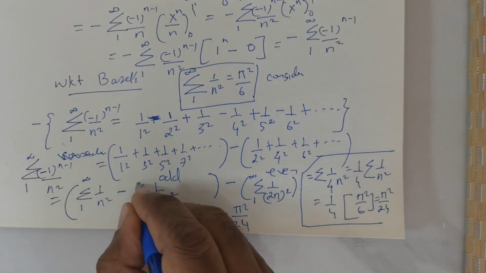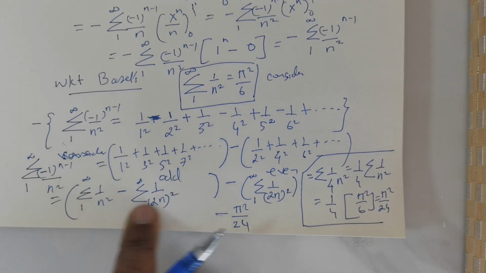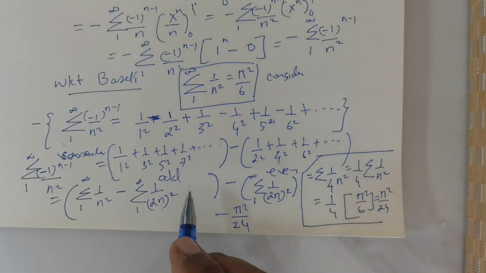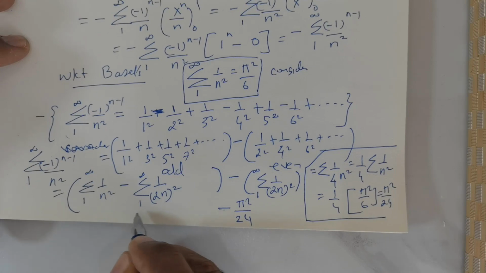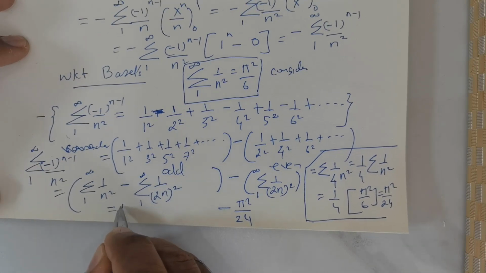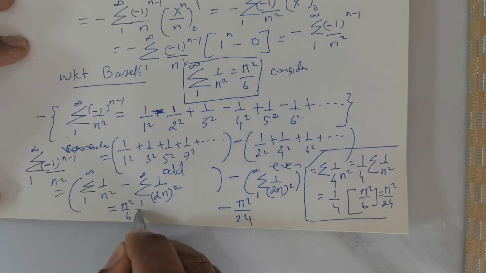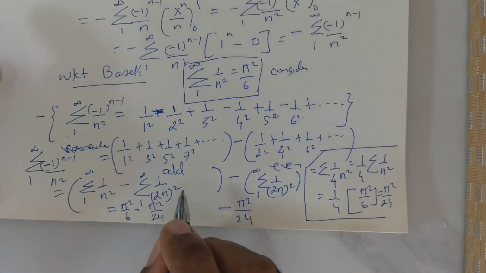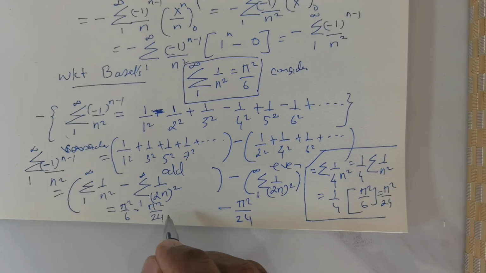So if I were to subtract from this all the even number quantities, I would be left with all quantities. Right? So I know this value. What is this value? This value is pi squared over 6. I know this value. This value is pi squared over 24. So I need to evaluate this.